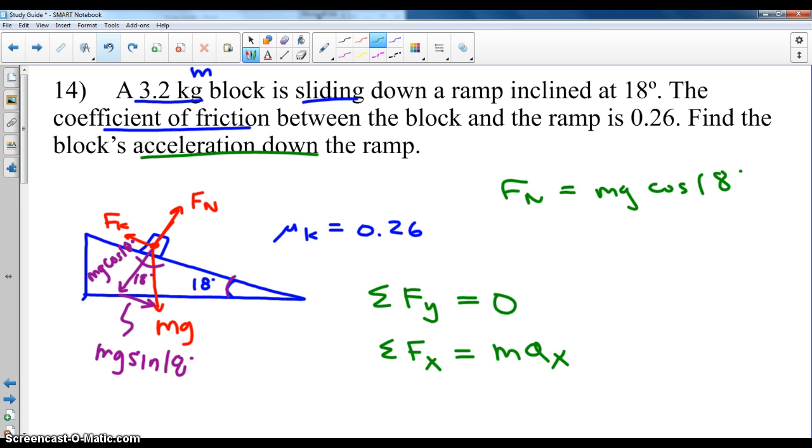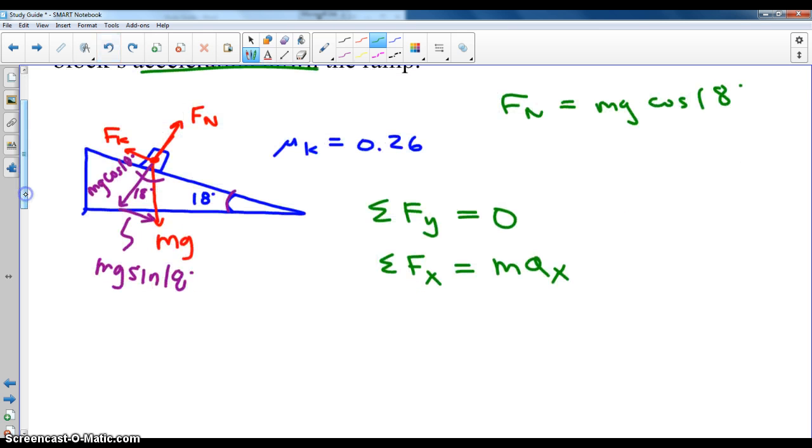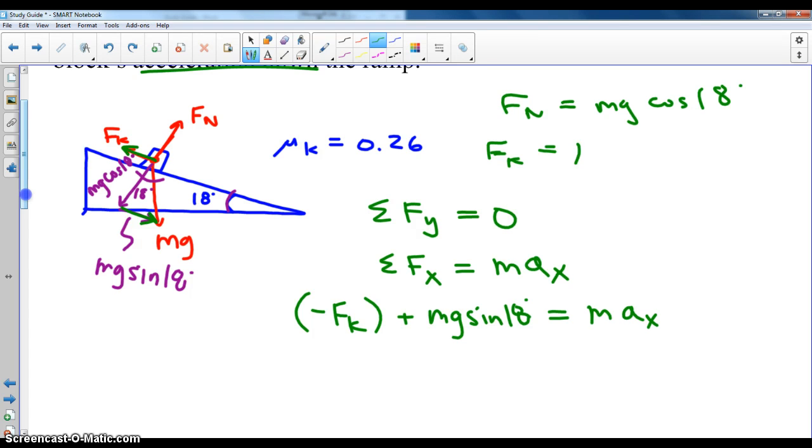Okay, I'm going to go ahead and write in what the x forces are. There's Fk pulling to the left there. And then the only other x force that I have in my picture is that one right there, which is mg sine 18. So how do I find Fk? Well, Fk is mu times the normal force. The normal force is replaceable with mg cos 18. So let's replace it.